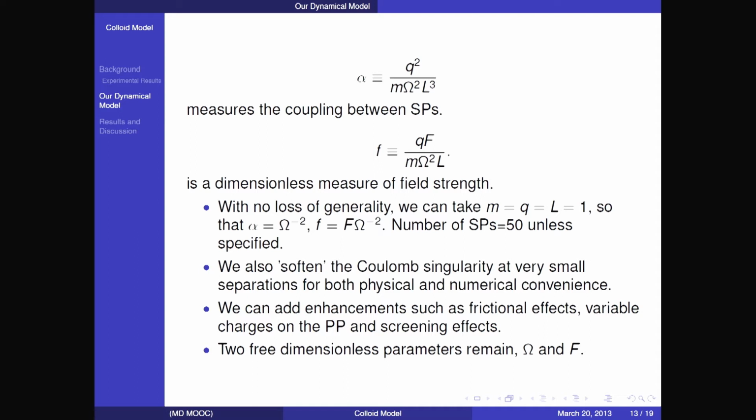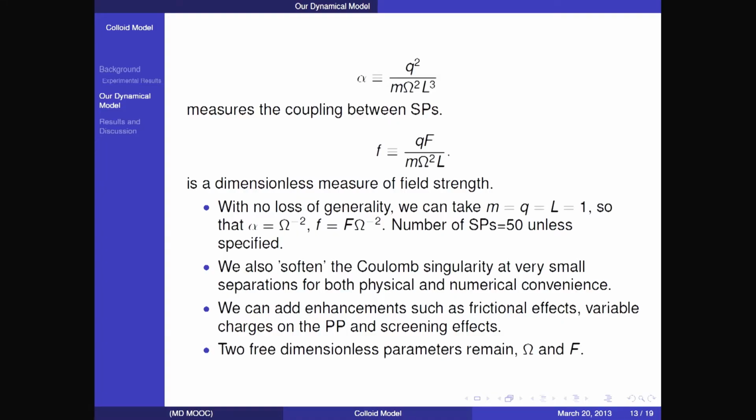We can make things more complicated if we want. We could add friction. We could make charges at the ends of the rod change with time. And we could introduce screening effects, meaning that if there's a charge sitting between me and you, then I'm going to feel less of an influence. So that's called screening, and we can put those in. But at the end of the day, ultimately, there are only two free parameters that I can change. One is the frequency of the external field. The other one is the strength of the external field.